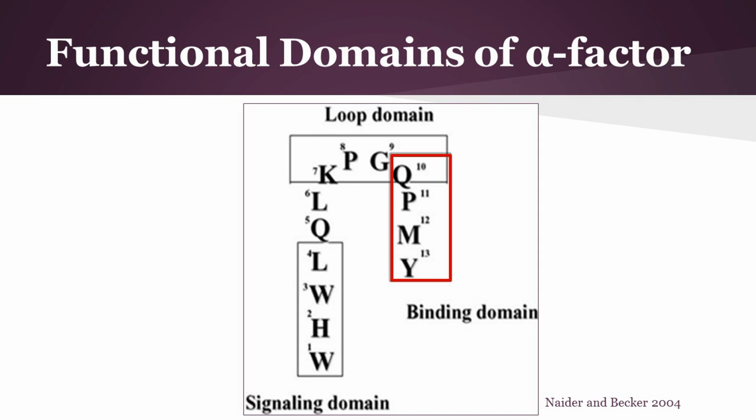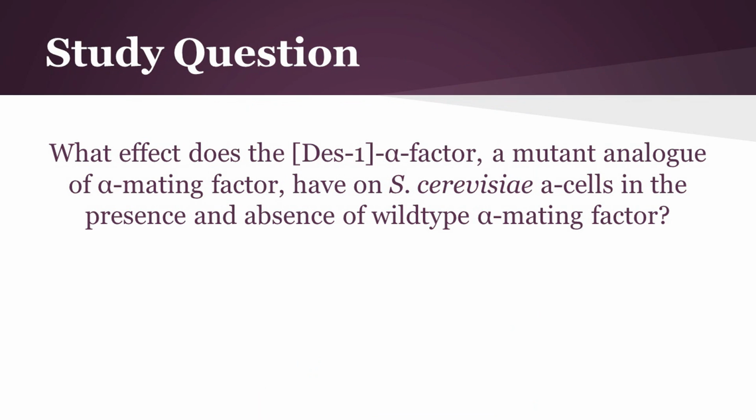Since we know that the structure of alpha factor is important for inducing conformational changes in the receptors, we were curious to see what the effect of modifications in this alpha factor structure might lead to. We used a mutant analog of alpha factor which has deletion of the first tryptophan residue in the N-terminus. Our study question is, what effect does the DES1 alpha factor, a mutant analog of alpha mating factor, have on S. cerevisiae A cells in the presence and absence of wild-type alpha mating factor?